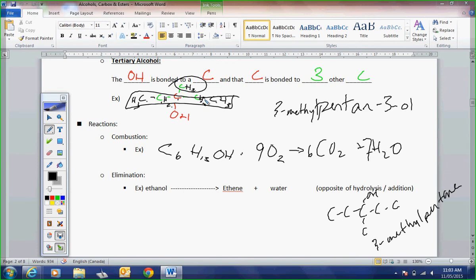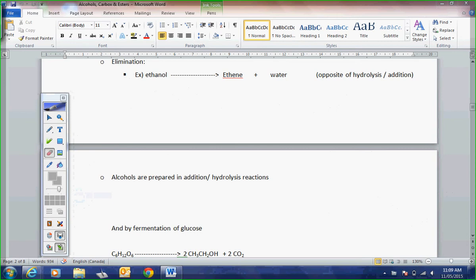Okay. Andy, I need you to stay awake, please. Elimination. It's the opposite of hydrolysis or addition. So write your structure for ethanol, write your structure for ethene, and write your structure for water underneath those words. One, two, OH with the H there, and the rest of the hydrogens, but I'm not going to draw them on. Goes to ethene like that and HOH to make your water.